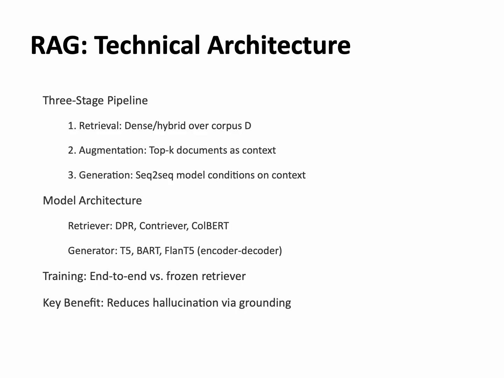For training, you can freeze the retriever and just train the generator, do expensive end-to-end training, or alternate between updating each. Variants like Fusion-in-Decoder and Self-RAG optimize for different objectives, but all share the core idea of grounding generation in retrieved evidence.